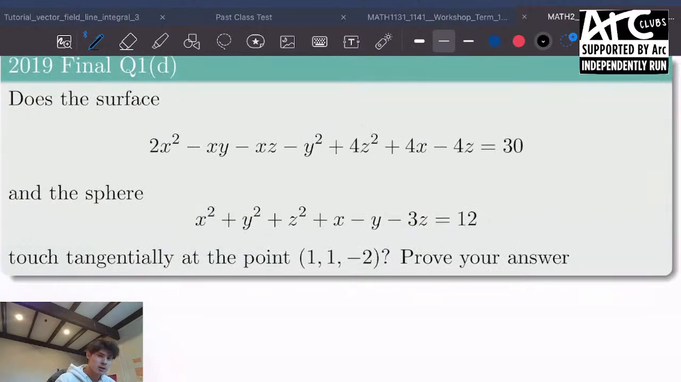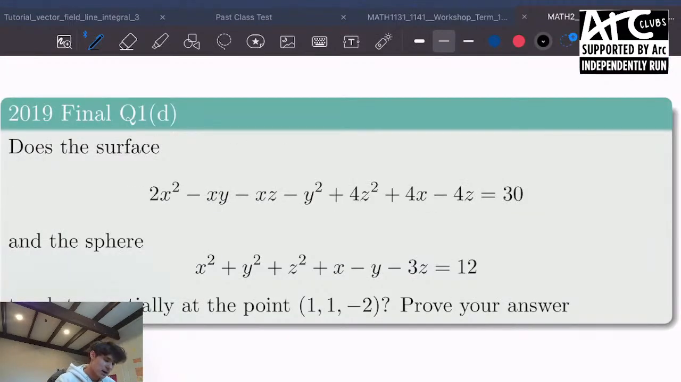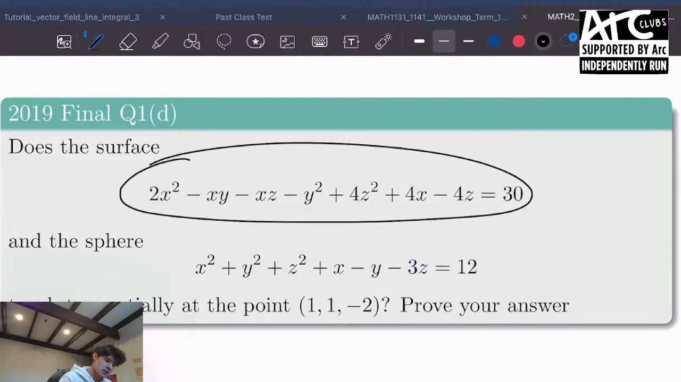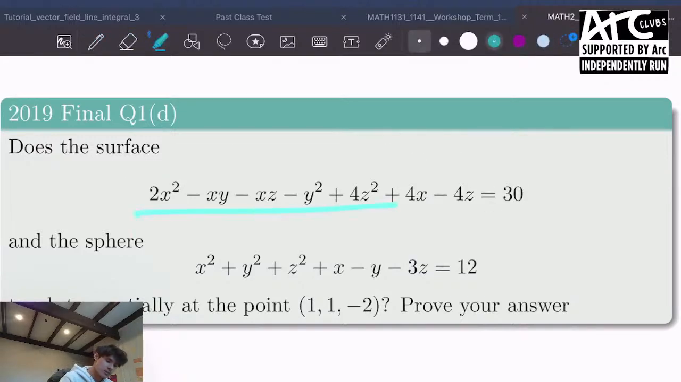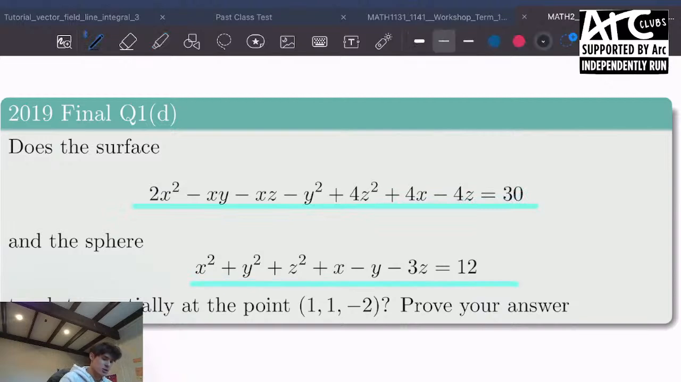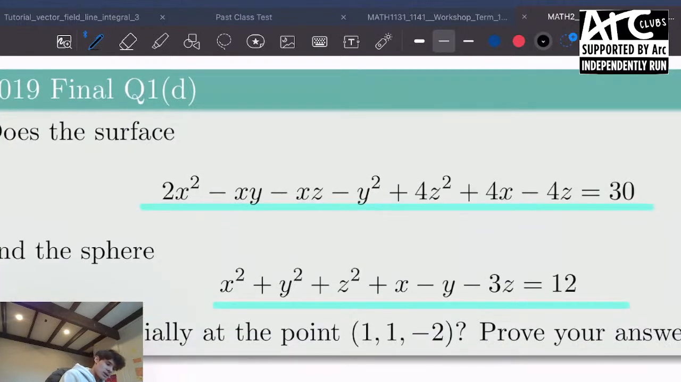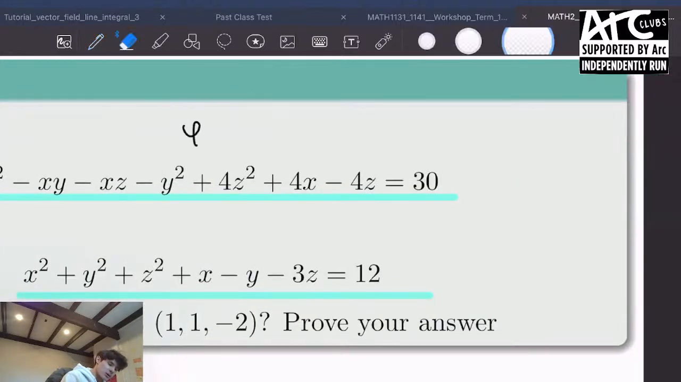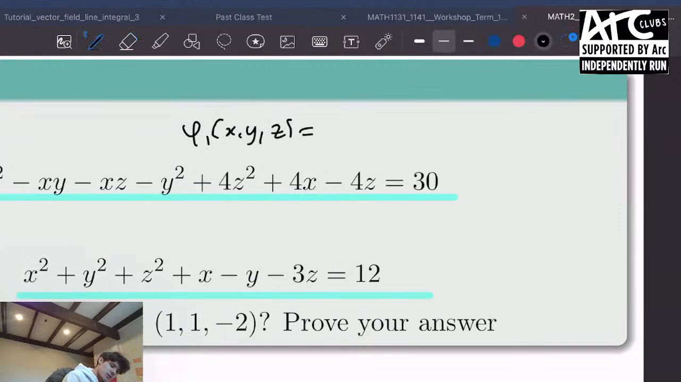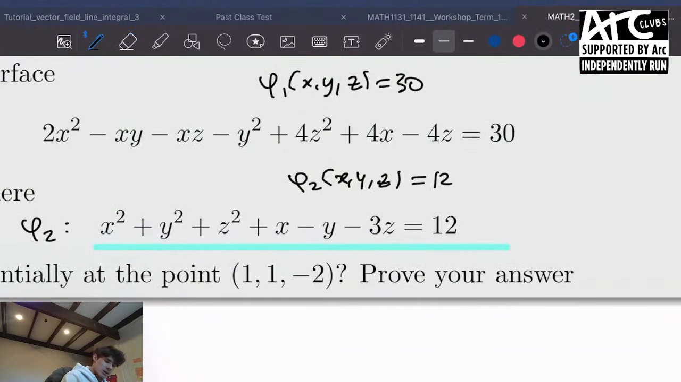So now the question here is, does the surface here and this sphere touch tangentially? So do they touch tangentially? To prove this, what we can do is, first, it's easier if we label these as different surfaces. So I'm going to call them phi1 and phi2. Those are our two surfaces. And this is the same thing as saying phi1 of x, y, z equals 30, and then phi2 of x, y, z equals 12. Okay? And now from here, how do we actually show they touch tangentially?